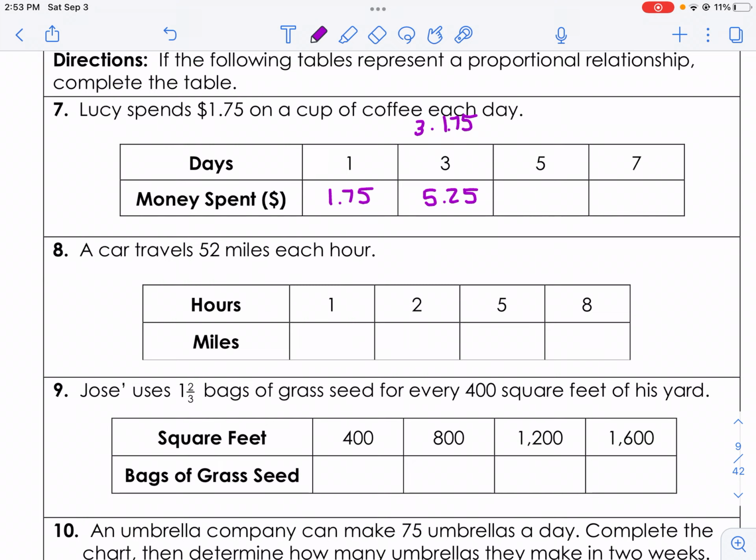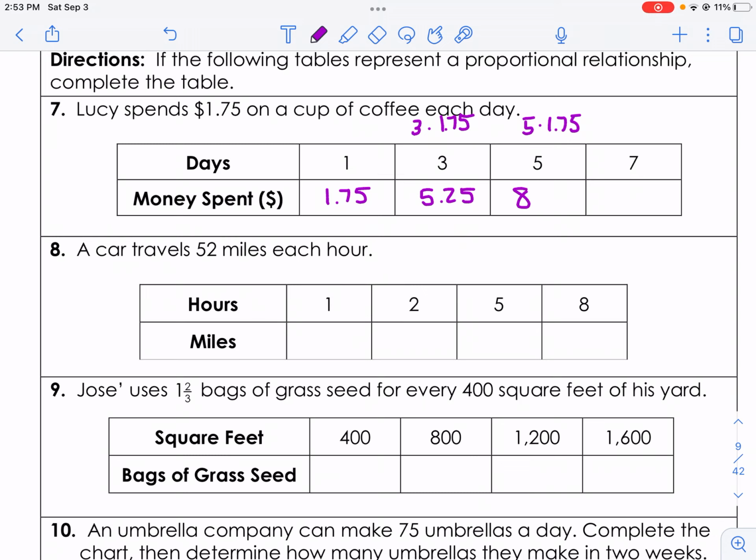What's 5 times 175? Let's write this down first. That would be 875. Oops, I don't know how you erase that. And if I did 7 times 175, 1225. So it's just the amount that she's spending times the number of days. Let's do one more example. We'll do the next one.